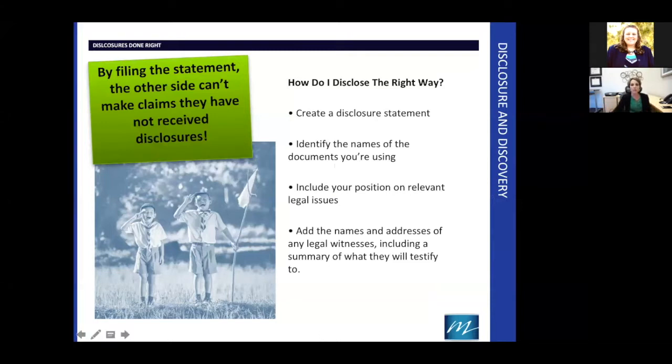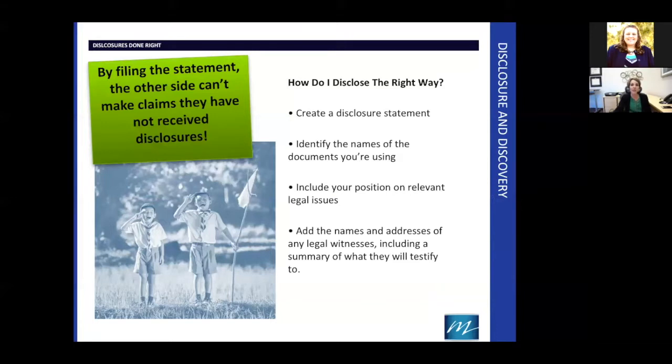Okay, what do you need to include? The names of the documents you're using, your positions on relevant legal issues, which not everybody does, but that's what the rule says that you need to do. So for instance, I think I should have sole legal decision making because my ex-husband is a drug addict and is using heroin. That's a good reason, but you need to put down your reason. You can't just say, I want sole custody because I'm a better parent than he is. Well, you could, but it will backfire.